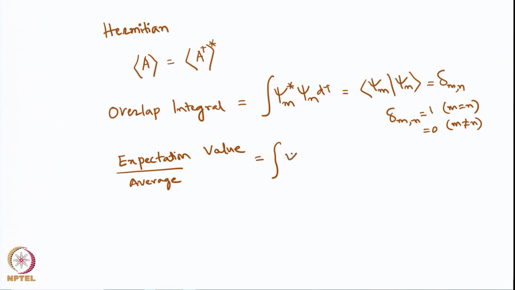So this will come out as the integral of psi n star A psi n. In terms of bracket notation, this is written as psi n A psi n. I do not know how much it is. I know that it is a number because it is a definite integral, but I do not know what its value is. I have to evaluate this integral to get the value. It could be 0 as well. The expectation value can be 0.